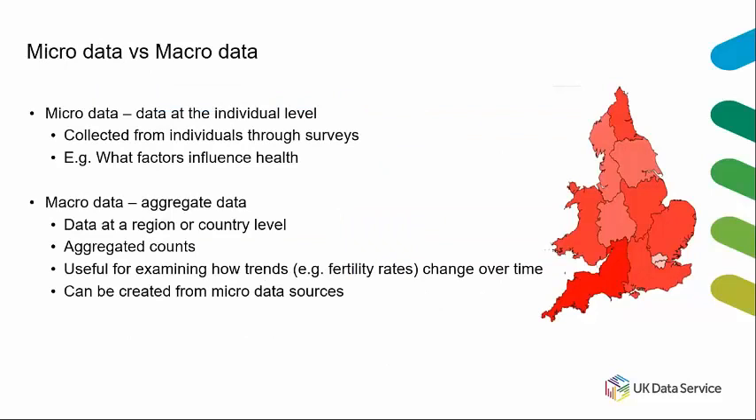So we will start by looking at microdata and macrodata. So here are the differences between them. Microdata is data at the individual level. It's collected from individuals through surveys. So these surveys might seek to find what factors influence health. Macrodata is aggregate data at a region or country level and is useful for examining how trends change over time, and macrodata can be created from microdata sources.